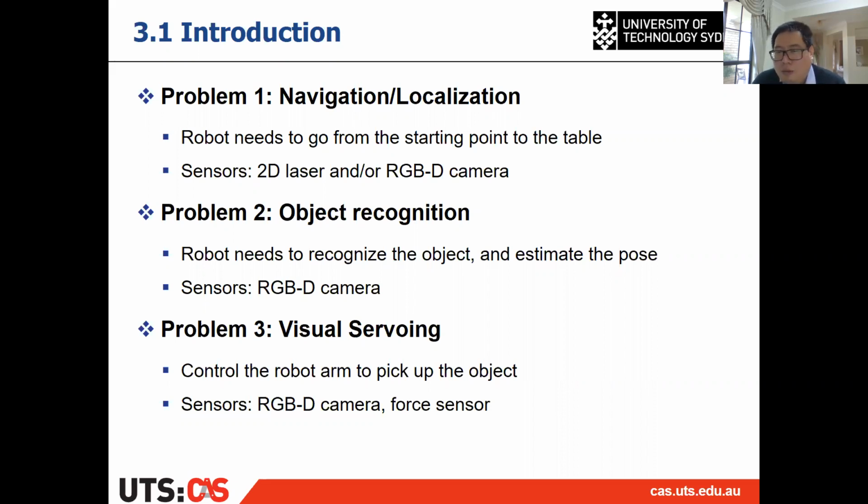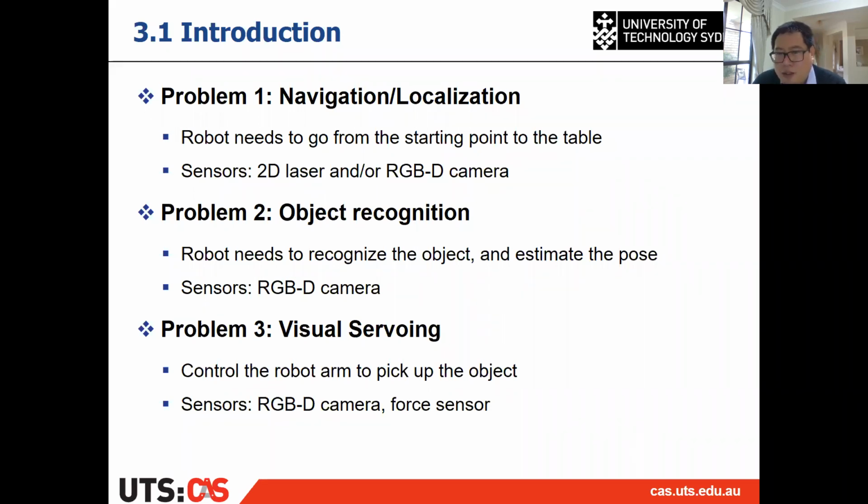And the third problem is visual servoing, as we introduced in the previous lecture. That's visual servoing. The robot needs to control the arm to pick up the object.